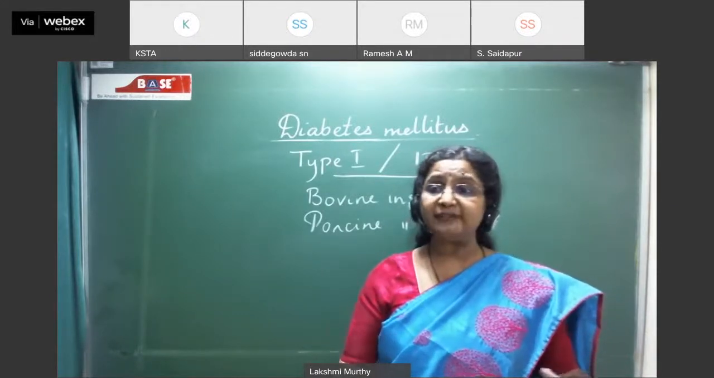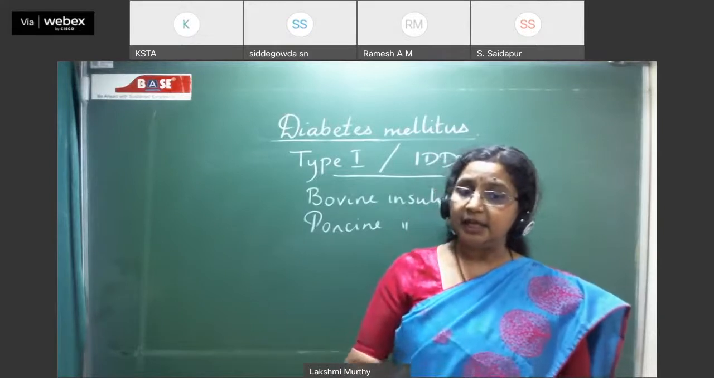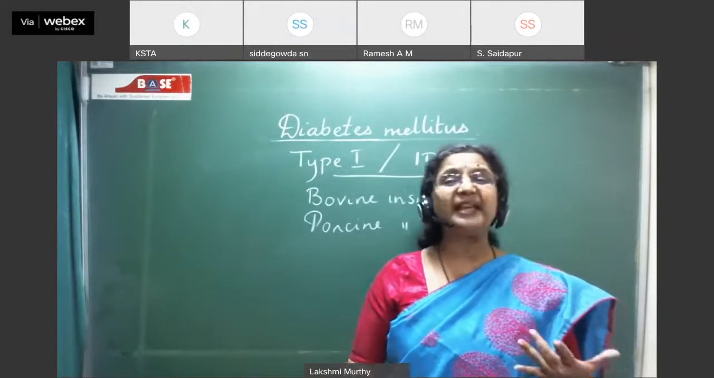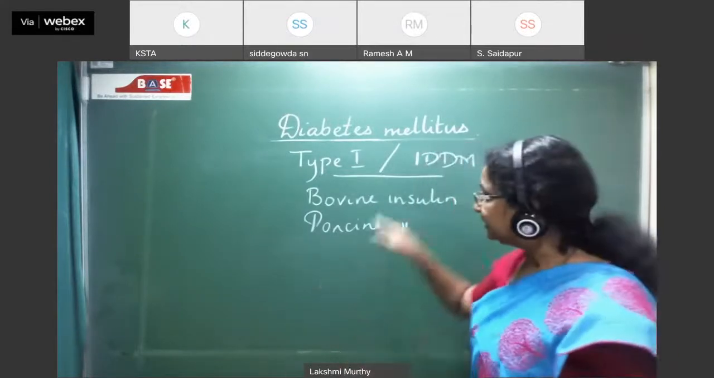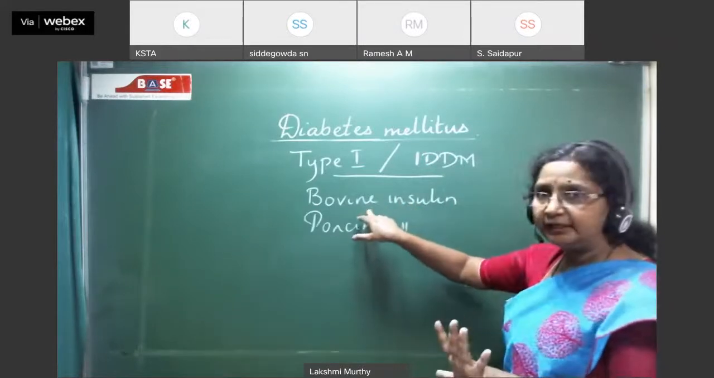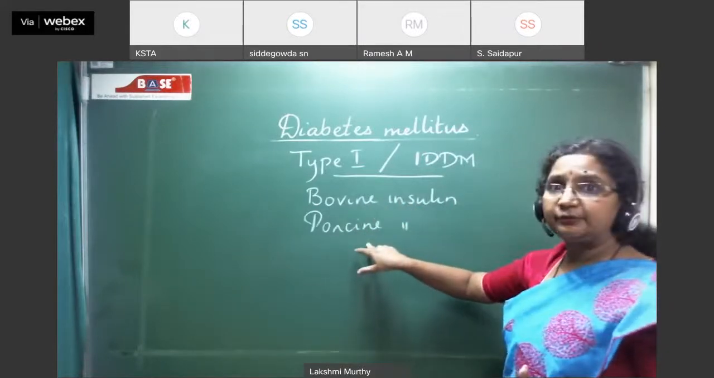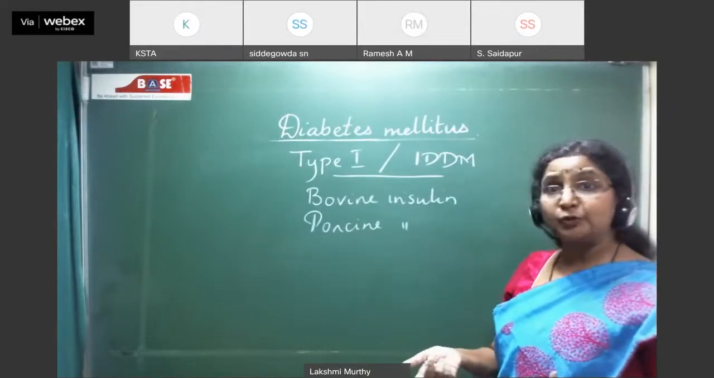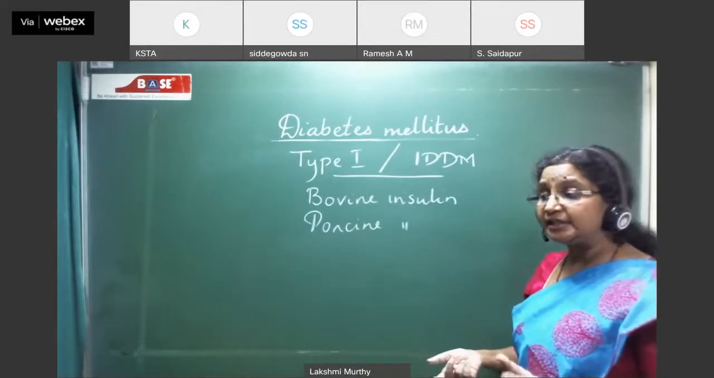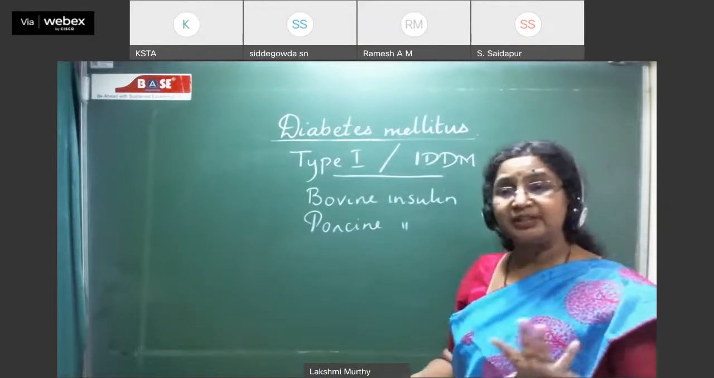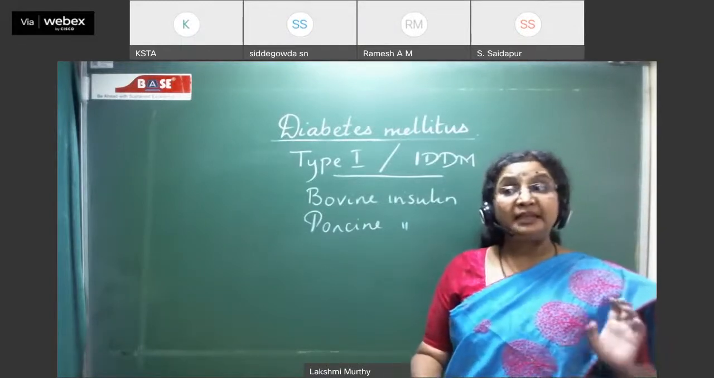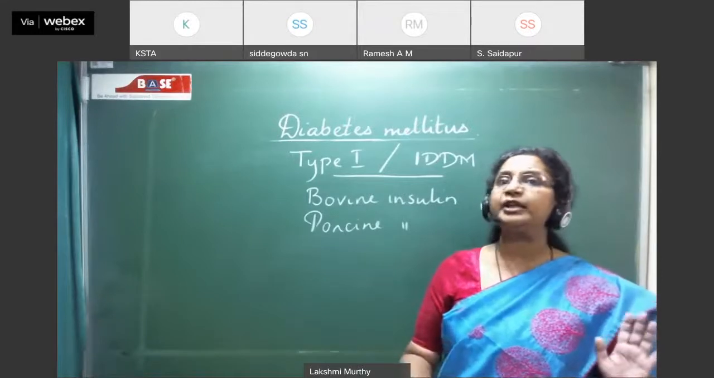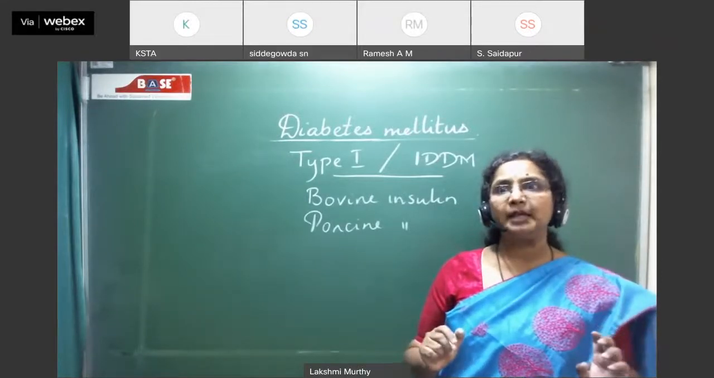Apart from that, whoever used to inject this insulin, you would find that it would not be as effective. Because though that insulin from the cow is working fine, and that insulin from the pig is working fine, it is not identical to human insulin. So as a result, its efficiency in controlling blood sugar level was very low. And many people would end up having even allergic reactions against this insulin, right?